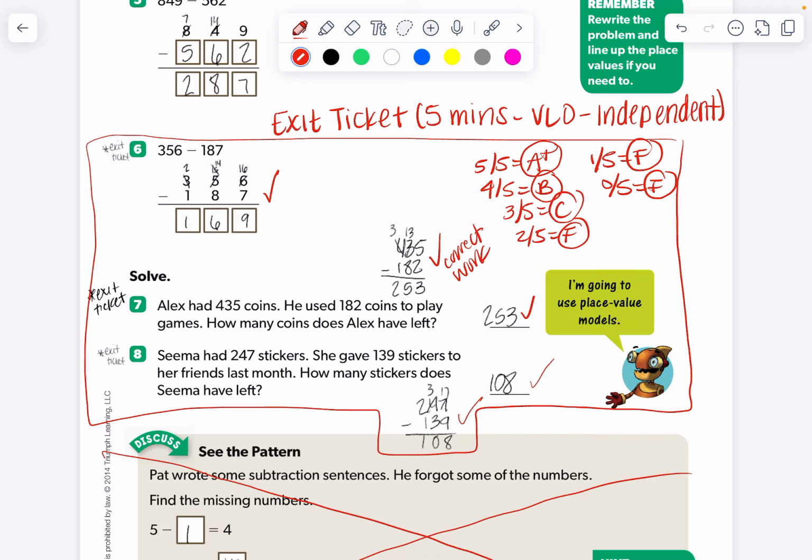We not only want to see for this exit ticket that students are getting the right answers, we want to see that they are showing their work, and that's why they got a point right here and right here.